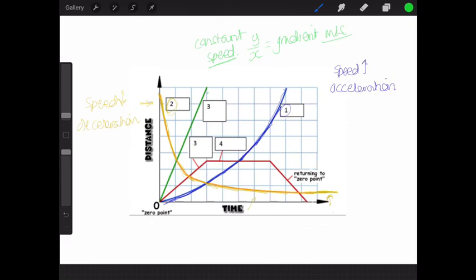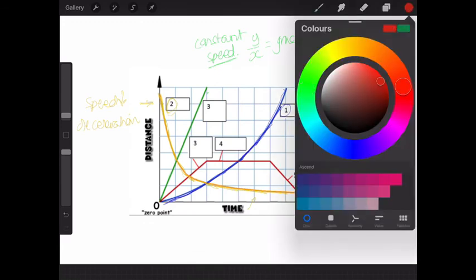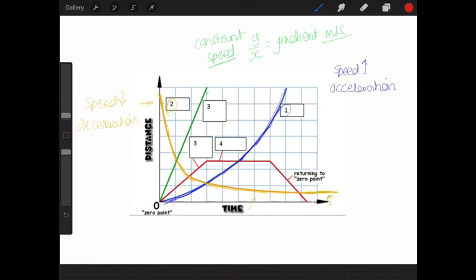So in 3, let's change the colour. There we go. In 3 here, we've also got a constant speed, but the gradient now is more shallow, less steep than it was in our green number 3. So we've got a constant speed, but it's a slower constant speed, because if we did our y divided by x value, we'd get less metres changing in every second.